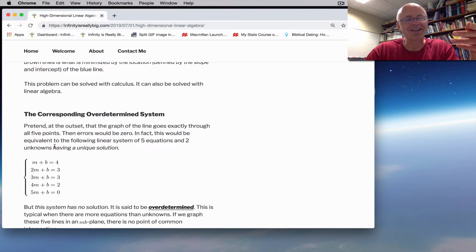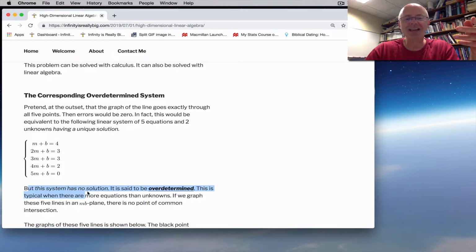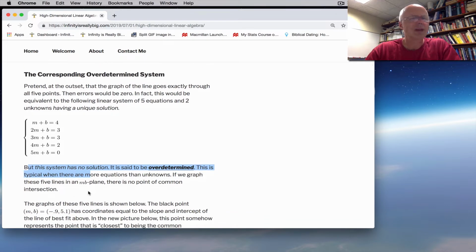But now it's not right, okay? This system actually has no solution. It's said to be overdetermined. There's too many equations for the number of unknowns. That's what typically happens when you've got more equations than unknowns. But can we solve it anyway? Can we find a solution that's sort of closest to being a solution to a system that doesn't have a solution? I know that sounds weird, but that's really the way to think about it.